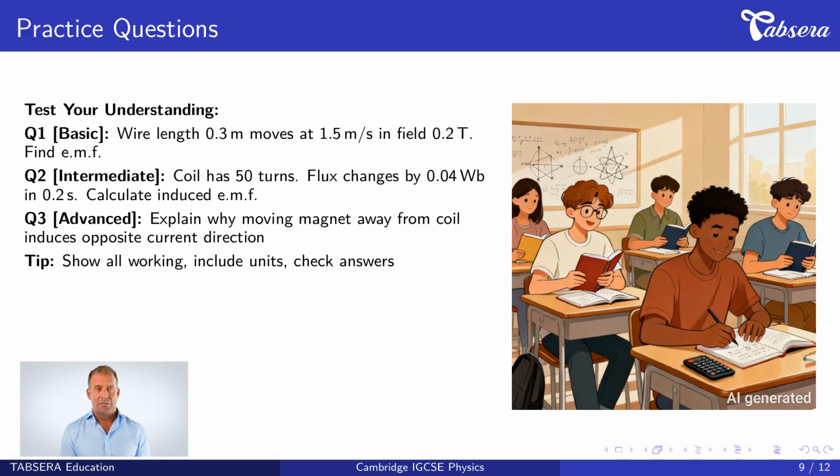Question 3 is advanced. The question is, explain why moving a magnet away from a coil induces current in the opposite direction compared to moving it towards the coil. This tests your understanding of Lenz's law. For all questions, remember to show your working clearly, include units in every step, and check your answers make physical sense.